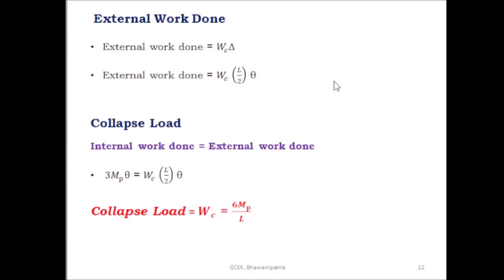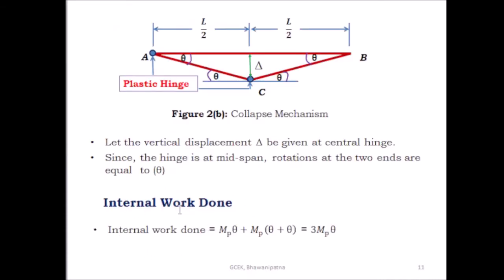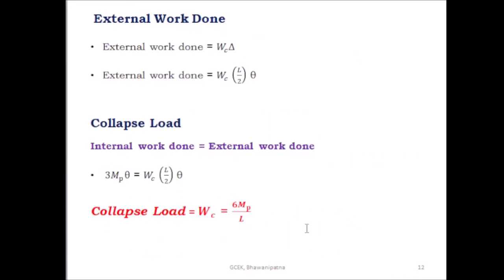Then we can find the collapse load by equating the internal work done to the external work done. That is, internal work done is equal to external work done. Here we know the internal work done is equal to 3 MP theta and the external work done is equal to WC into L by 2 into theta. After equating these two expressions, the collapse load WC is equal to 6 MP divided by L. So this is the collapse load of the propped cantilever when the load is present at the midpoint of the propped cantilever.